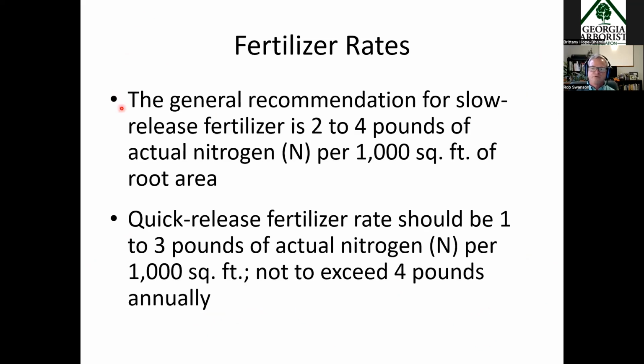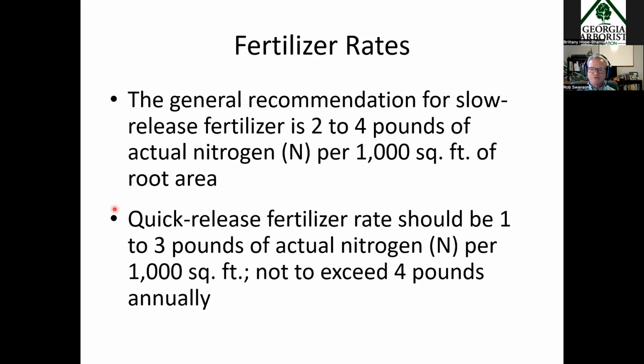So here we're talking a little about rates. We're going to talk about the amount per area. The general recommendation for slow release fertilizer is 2 to 4 pounds of actual nitrogen per 1,000 square feet of root area. So these are all the background information you need to know to solve these word problems that I alluded to a little earlier.